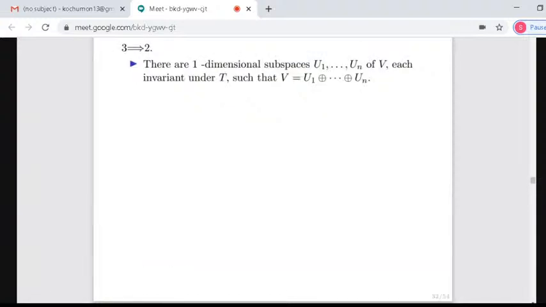3 means we are assuming that there are one-dimensional subspaces U1, U2, ..., Un, each of them invariant under T, such that V is equal to U1 direct sum etc. Un. Now from here, what can you show? See, what is a one-dimensional subspace?